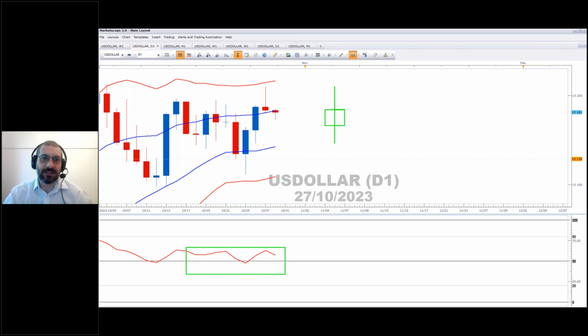Exactly, indecision. So Howard's saying the spinning top, Raj saying indecision. Exactly. So there's some indecision that has come through on the US dollar. Very interesting. So we've kind of got this bearish candle on the real rate. We've got this indecision on the US dollar, just to give us an idea of the sentiment behind the markets over the 2 days.